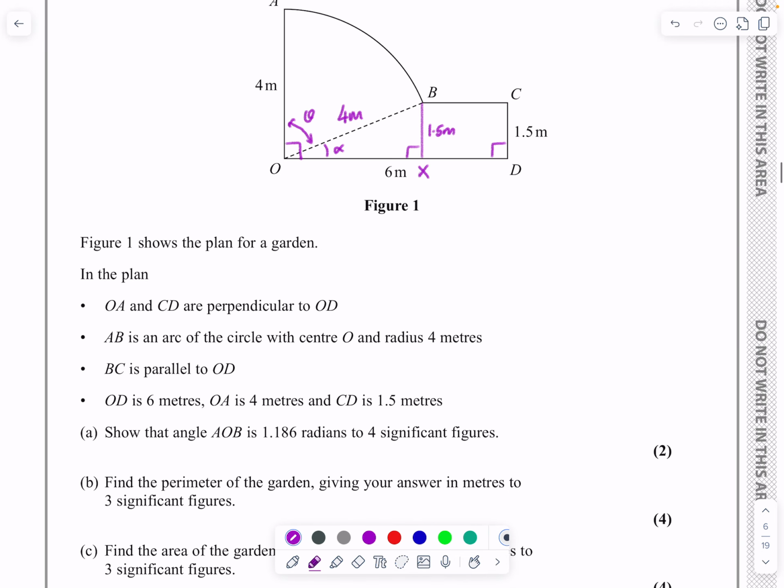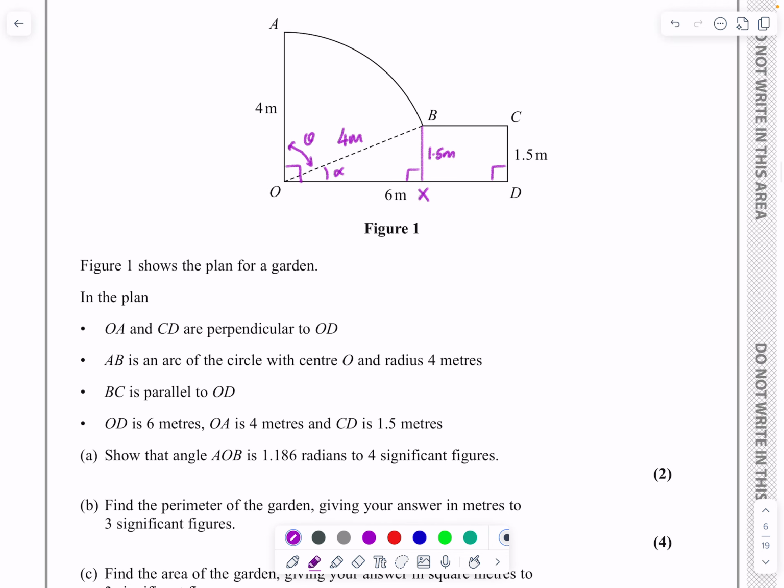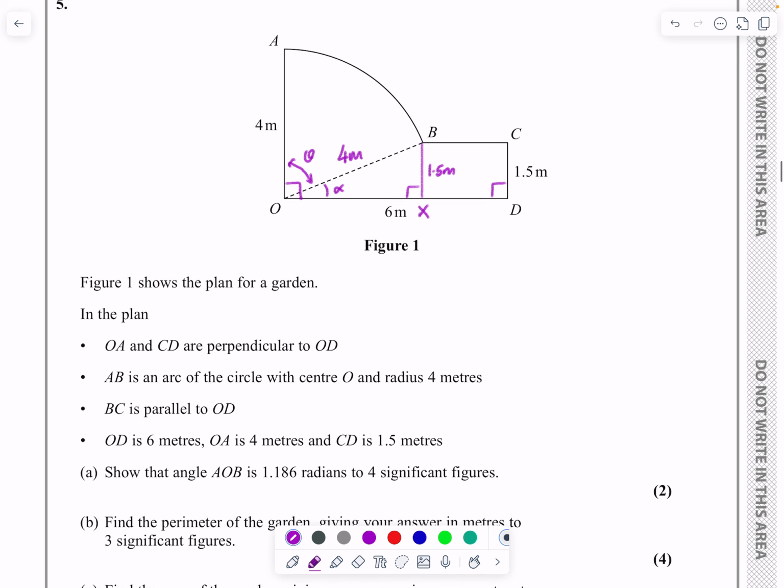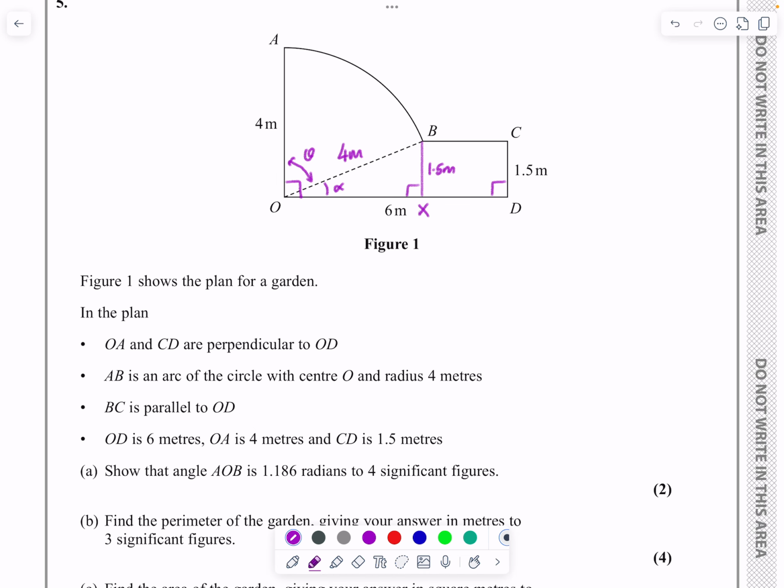Part B says find the perimeter of the garden, giving your answer in meters to 3 sig fig. Okay, never forget to come back and look at these decimal places and significant figures. Perimeter then, so the perimeter, let's just change the colour for a second, is going to be that one, plus that one, plus that one, plus that one, plus that one.